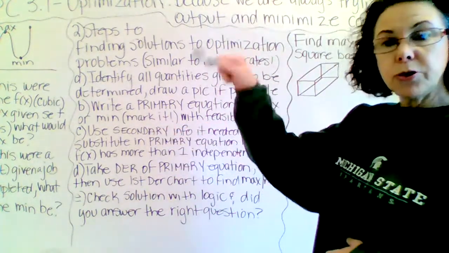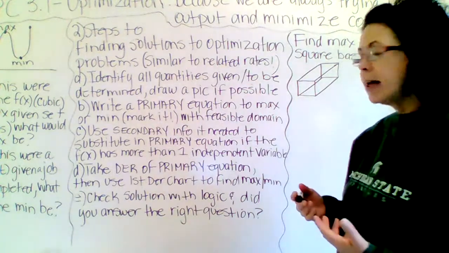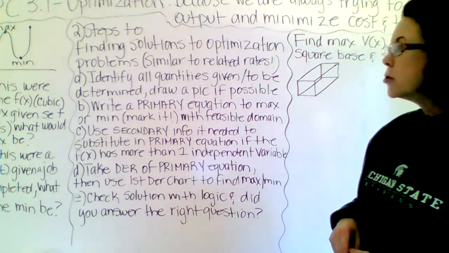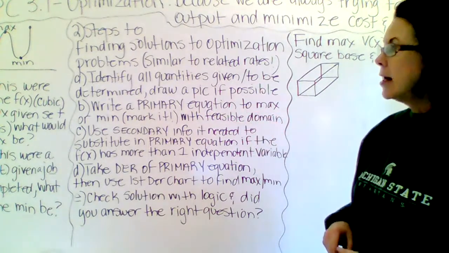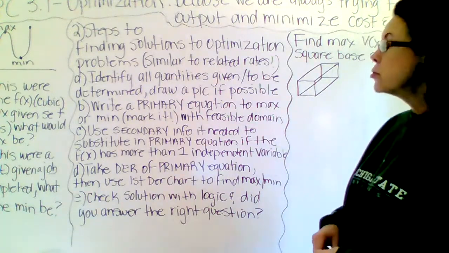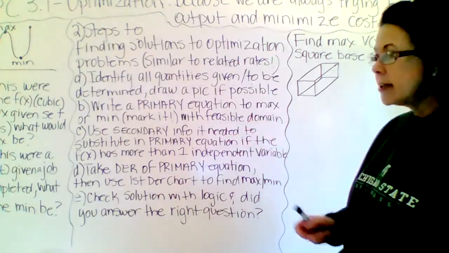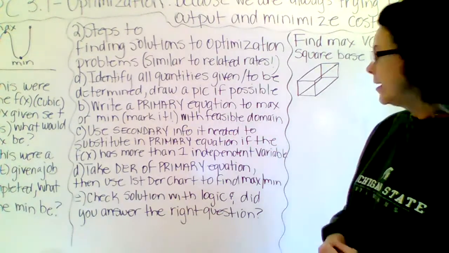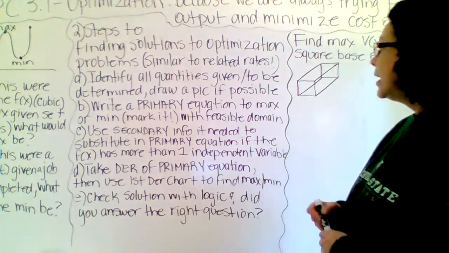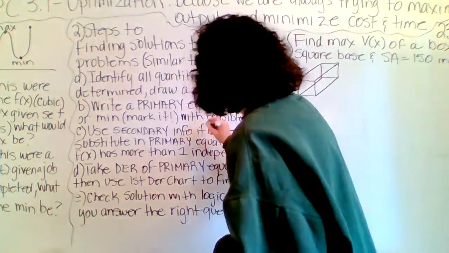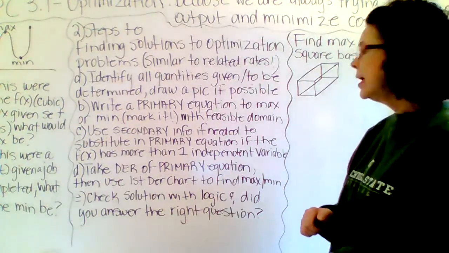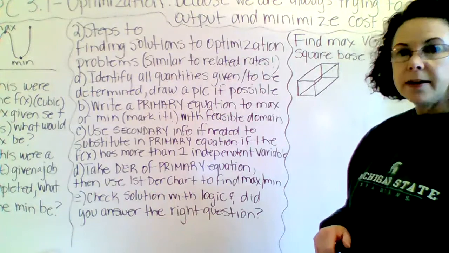We'll mark whether we're trying to maximize or minimize, to remind ourselves of what we're looking for, and talk about a feasible domain. If we're trying to find a minimum time to get a job done, we're obviously not going to have negative values. If we're trying to find a volume, it's obviously going to have to be greater than 0. C, we will use secondary information if needed to substitute in the primary equation if the function has more than one independent variable.